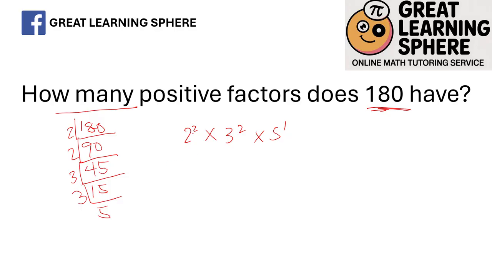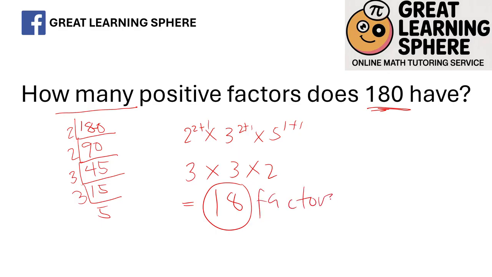So again, you will be adding 1 to the exponent. So we have here 3 prime factors, so we are going to multiply 3 numbers as well. So add 1 to the exponent. 2 plus 1 is 3. 2 plus 1 is 3. And then 1 plus 1 is 2. So we added 1 to the exponents, then multiply them. That will give you the number of factors of 180. So 3 times 3 is 9, times 2 is 18. So therefore, 180 has 18 factors.